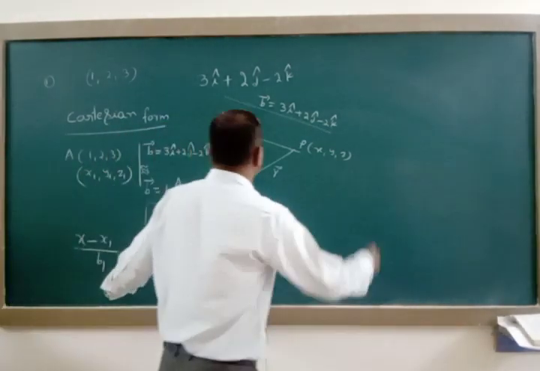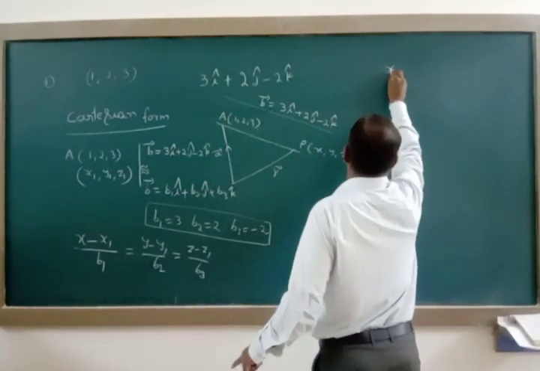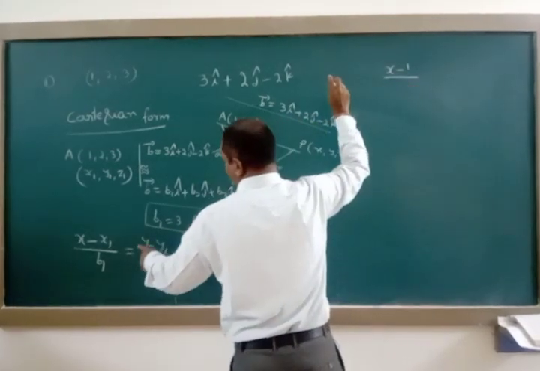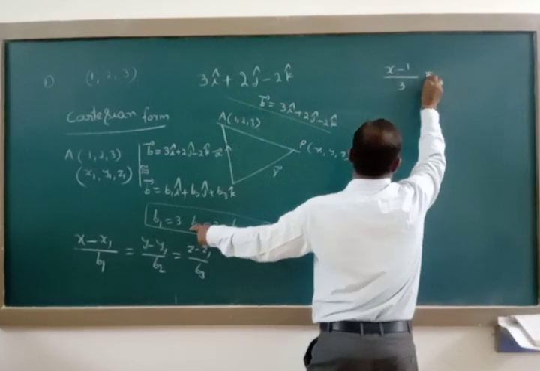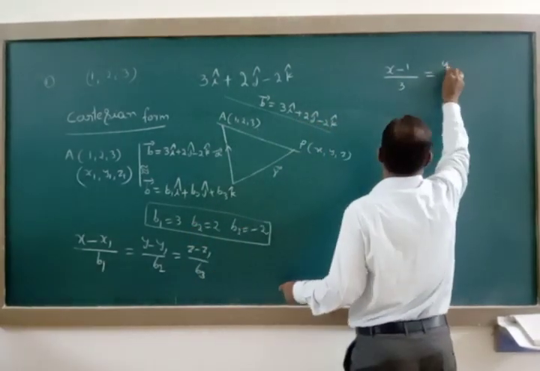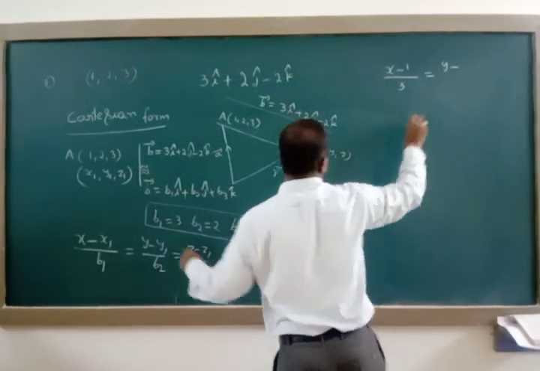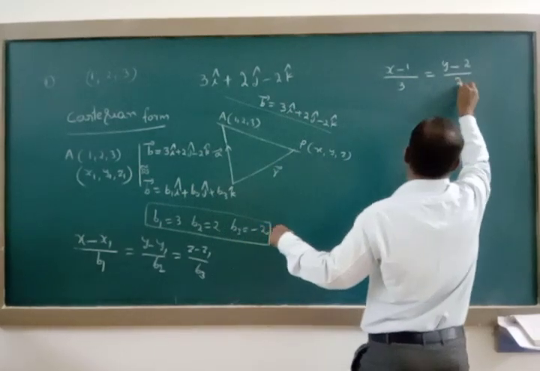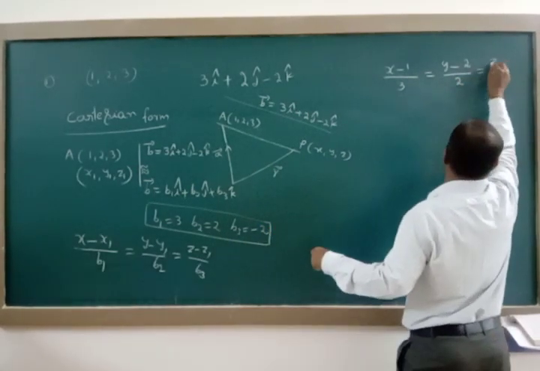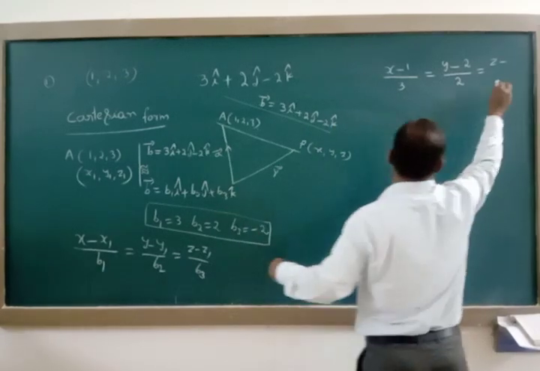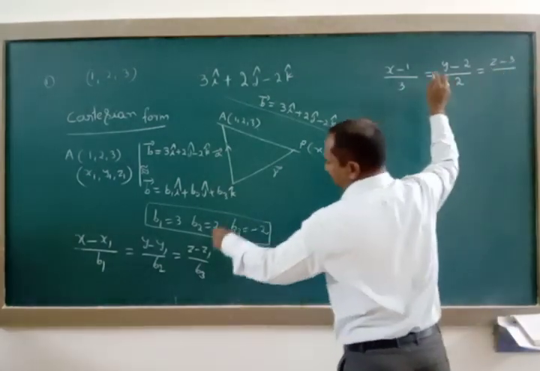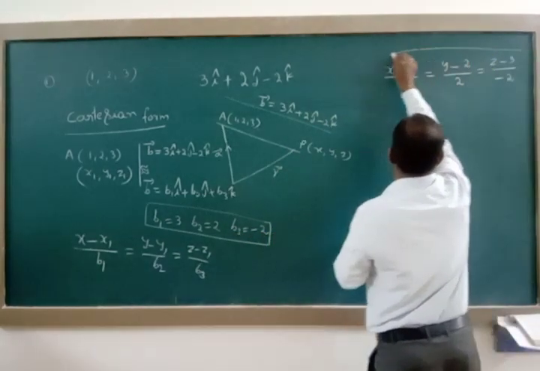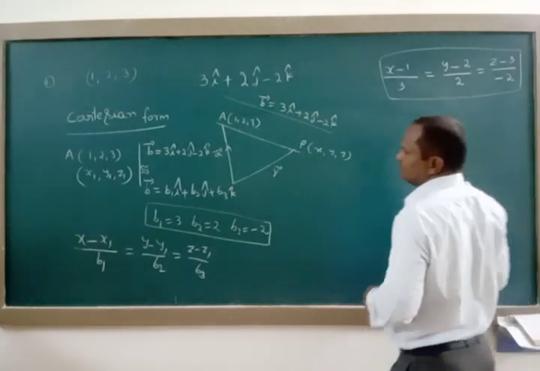Here x minus x1, the x1 value is 1, dividing by the b1 value, which is 3, is equal to y minus y1, the y1 value is 2, dividing by the b2 value, which is 2, is equal to z minus z1, the z1 value is 3, dividing by the b3 value, which is minus 2. This is the Cartesian form of equation of a straight line.